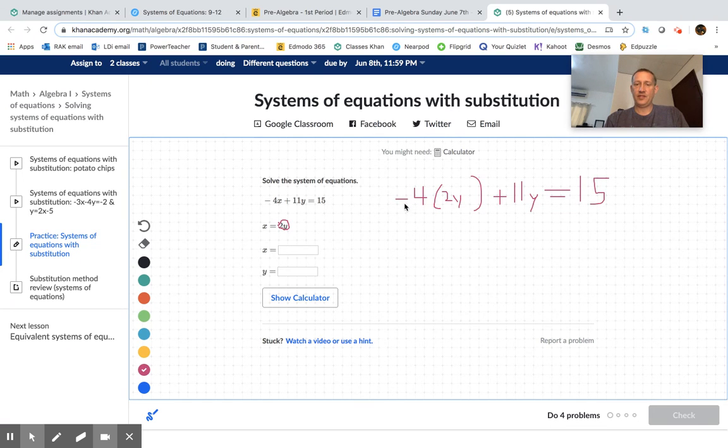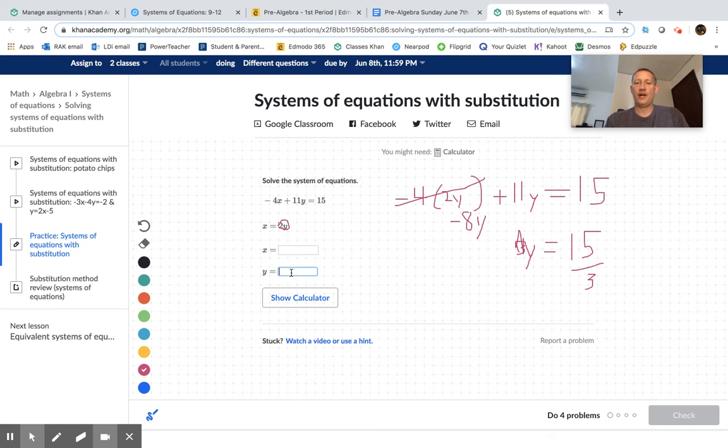Okay, what's negative 4 times 2? That's negative 8. And, okay, so we have 11 minus 8. What's 11 minus 8? It's 3. So we have 3y equals 15 when we combine like terms. All right, now it's one step. We divide that 15 by 3. Hopefully you can do that in your head. And that is y equals 5.